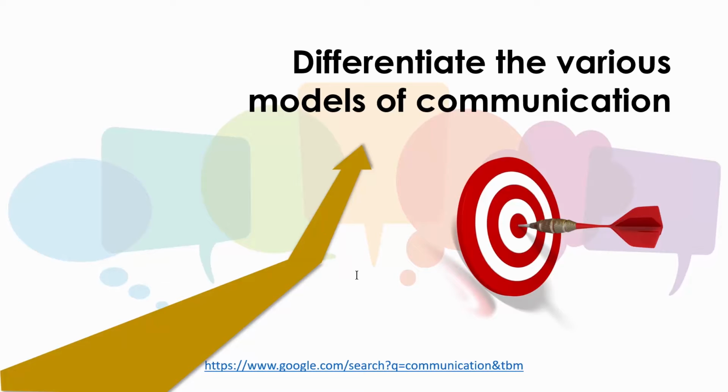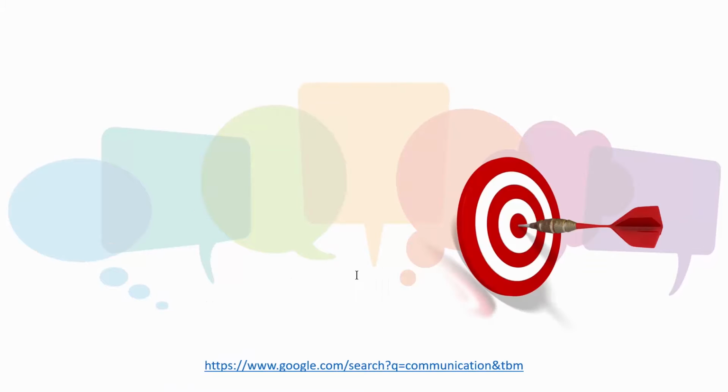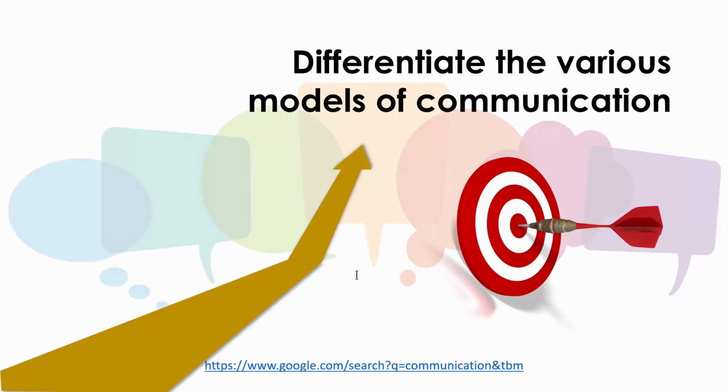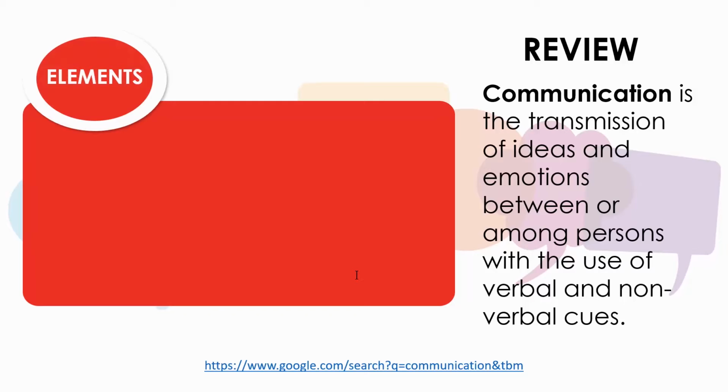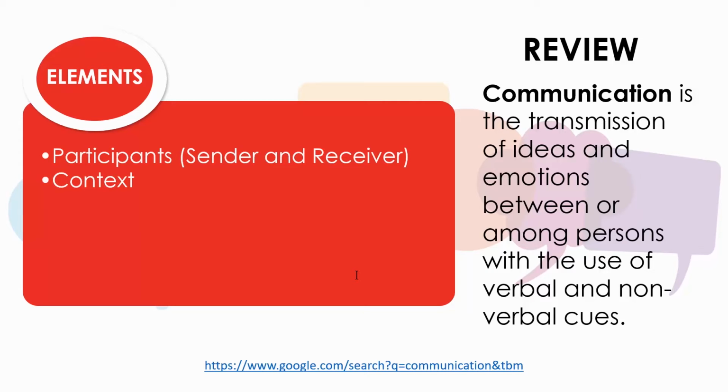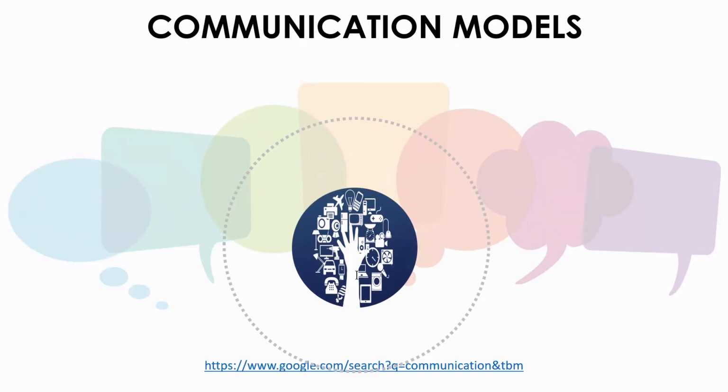This lesson is under the subject Oral Communication in Context, one of the core subjects in senior high school. But before we proceed with our main topic, let us first have a short recap of what communication is and its elements. Communication is the transmission of ideas and emotions between or among persons with the use of verbal and nonverbal cues. The different elements of communication are participants, the sender and the receiver, context, the message, the channel, and the feedback. With that, let us now proceed to our lesson.